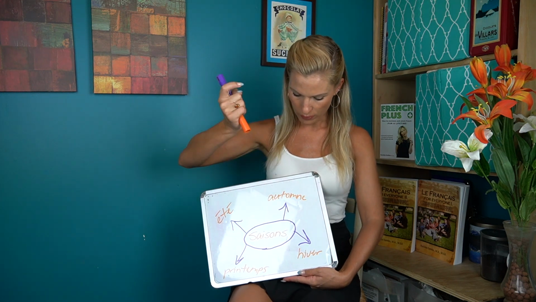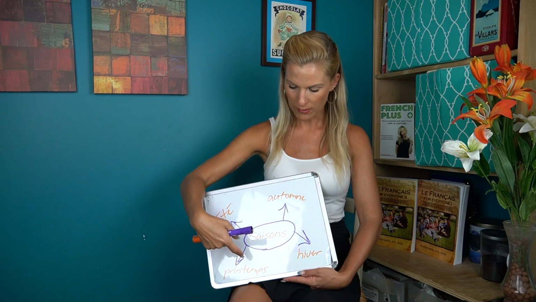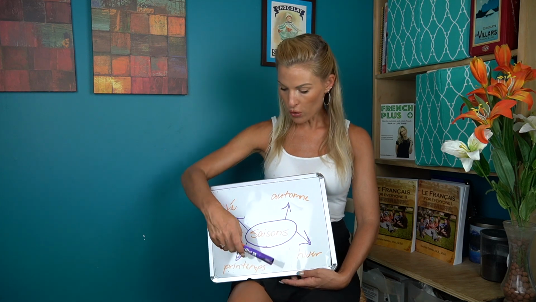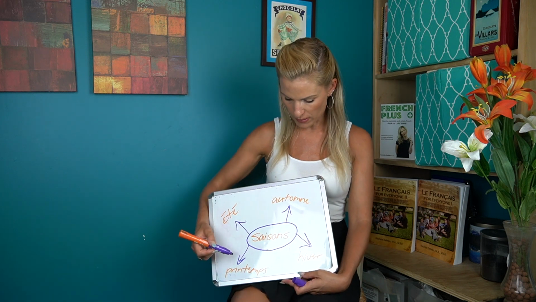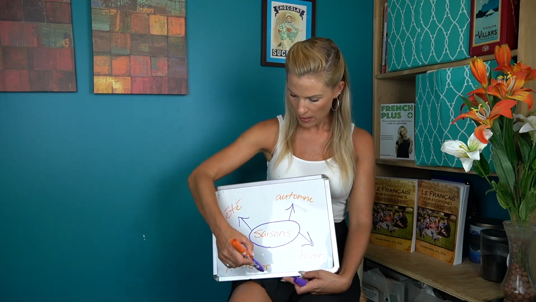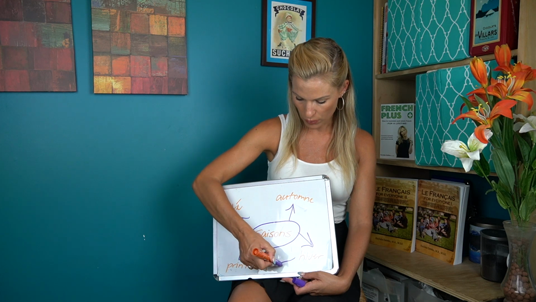Été, automne, hiver, printemps. What you could do if you're a visual learner to reinforce it is you could start with the beginning and then go in the order. So, like, do an arrow.